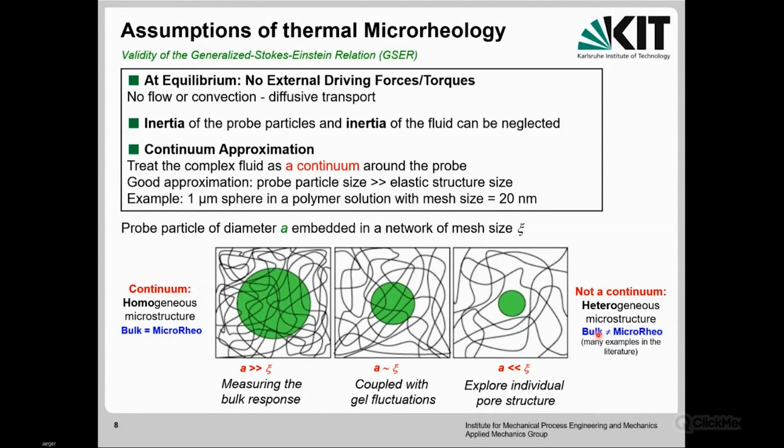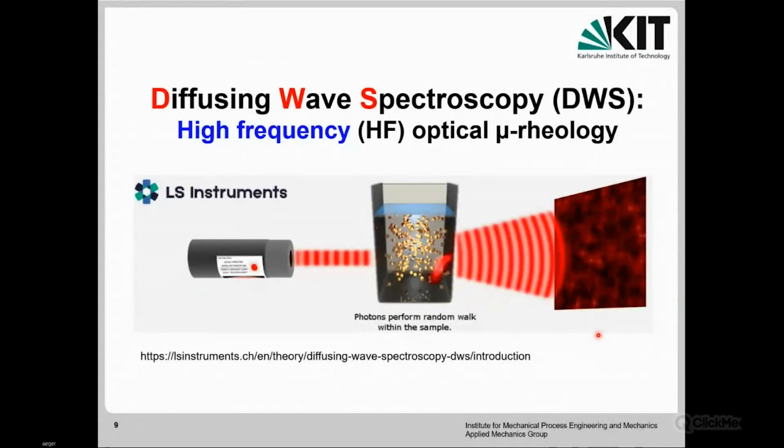So let's come more in details with the DWS technique. As you can see here, it's a light scattering technique. It deals with a laser. And we use this technique to measure the high frequency viscoelastic properties of these different materials. You have two modes, the transmission mode or the backscattering mode. We use DWS in transmission mode.